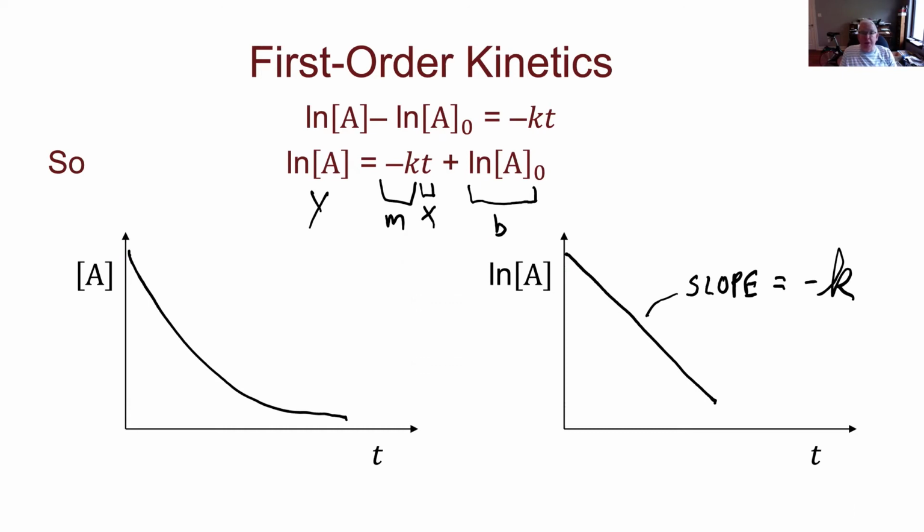And if it's a line, then the slope of that line tells me the rate constant, right? The rate constant is always positive. So when the graph is going down like it is here, the slope is going to end up being minus k, which is also what the equations tell us.